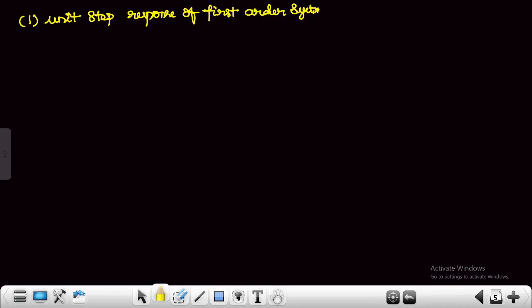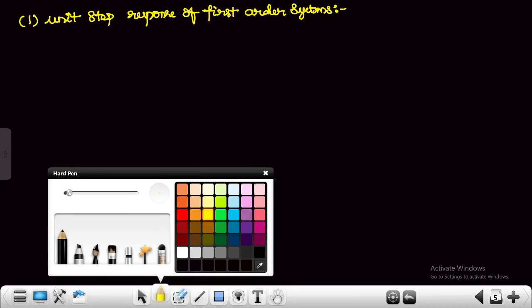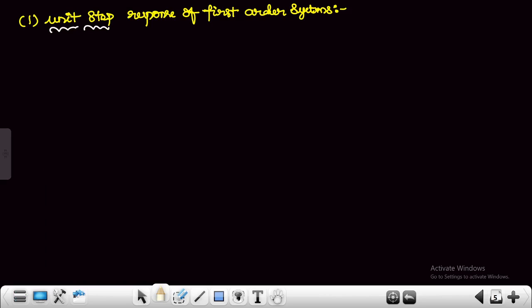So how do we find the unit step response of the first order system? Whenever you consider a unit step, the input you are giving to the first order system is the unit step input. So first we write C of s divided by R of s, which we got as 1 by 1 plus sT. We already got this from the previous equation.